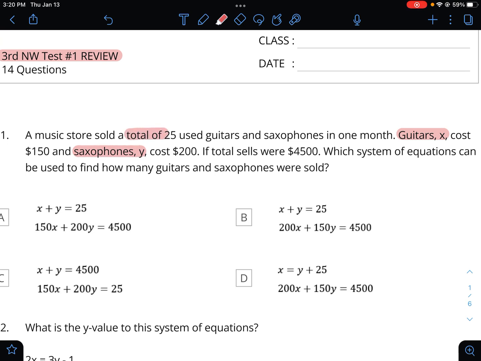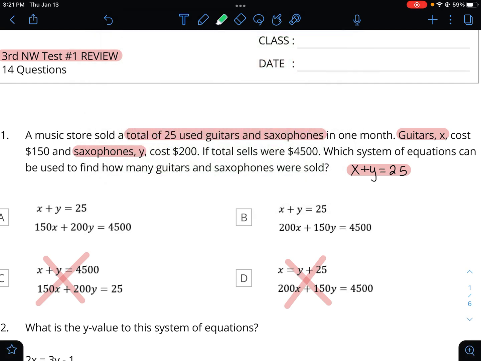Okay, and we also need to know that there's a total of 25 used guitars and saxophones sold in 1 month. So that tells me my first equation should be X plus Y equals 25. Okay, so that goes with my first equation. Now that I have that, I'm able to eliminate some answer choices. So I can eliminate answer choice C and answer choice D because they do not use the correct first equation.